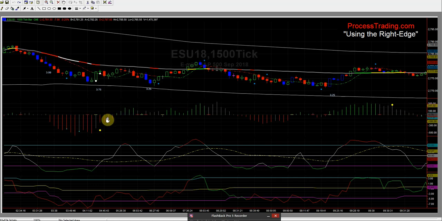saying is here you have supply, here you have no supply. Here you have demand, here you have no demand. So this zero line is the no demand, no supply line, and it just cycles around that, just like price cycles around the VWAP, but it tells you different information.